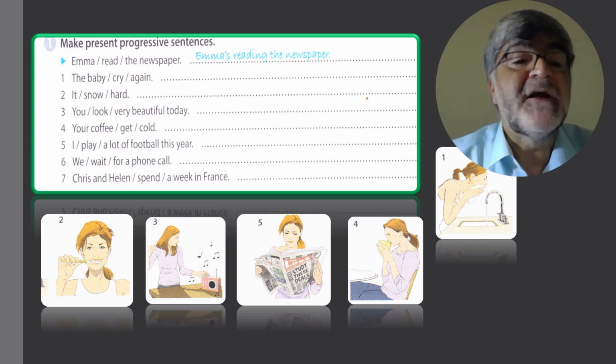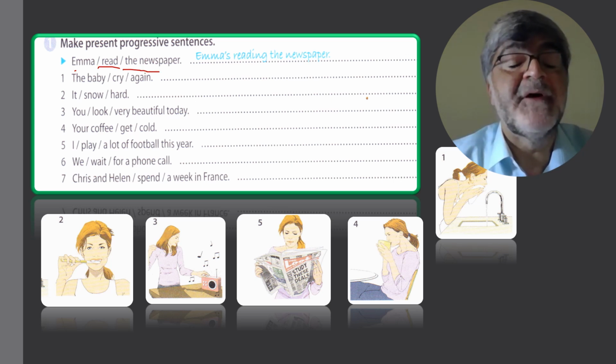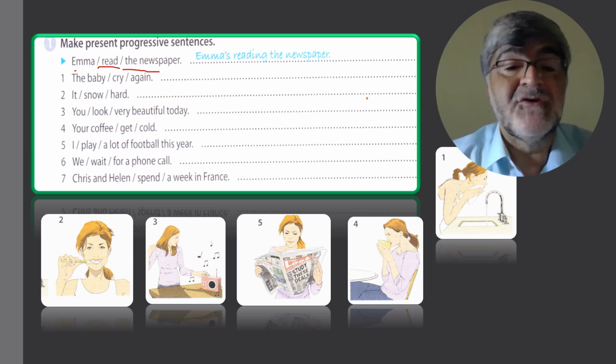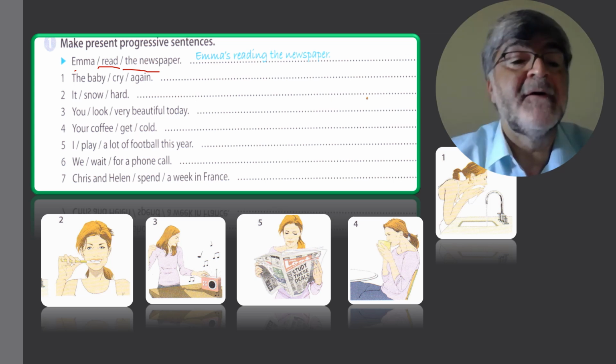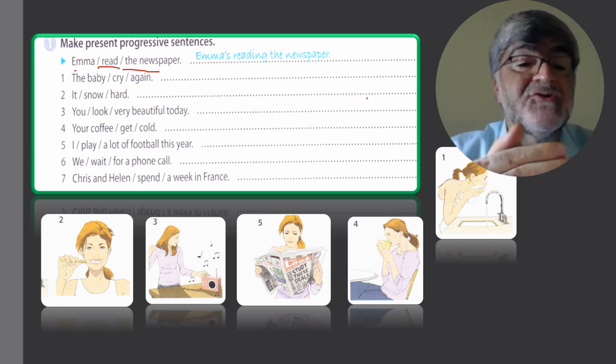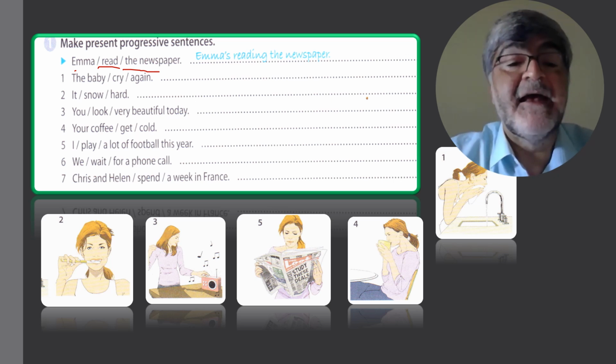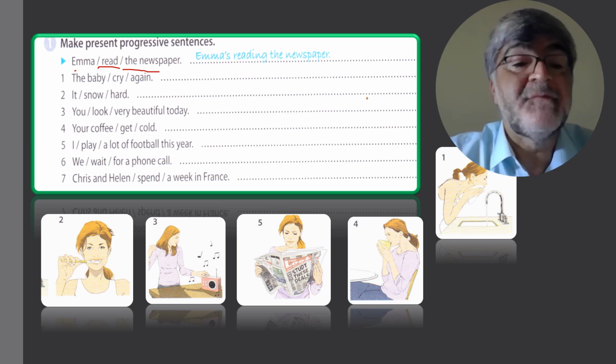Now, make present progressive sentences. For example, Emma read the newspaper. Emma's reading the newspaper. This is the contracted form. You can say Emma is reading the newspaper. Number 1. Now you can pause the video and do the rest of the exercises and then check some of them with me.